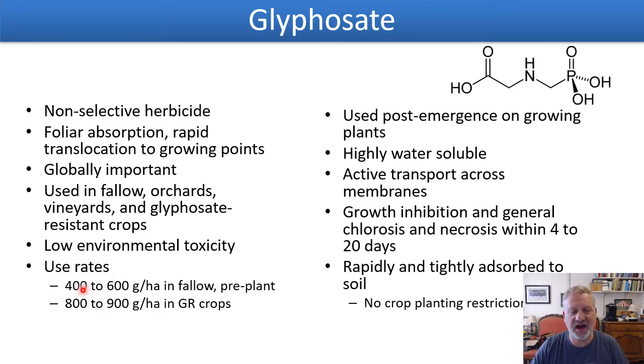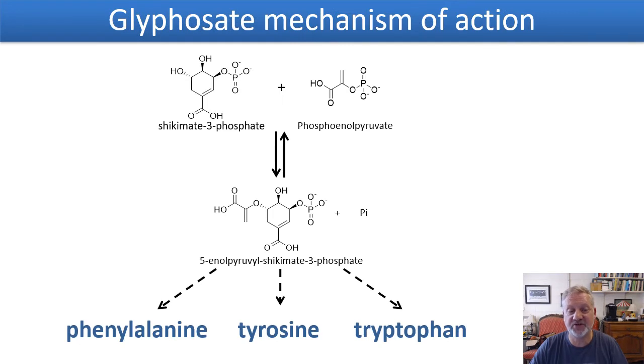The rate is pretty high, 400 to 600 grams, and in GR crops, 800 to 900 grams. It's most used post-emergence. It's water soluble and applied on the leaf. If it hits the soil, there's no soil activity at all. And the activity is pretty slow. It takes a week to 10 days for the plants to die.